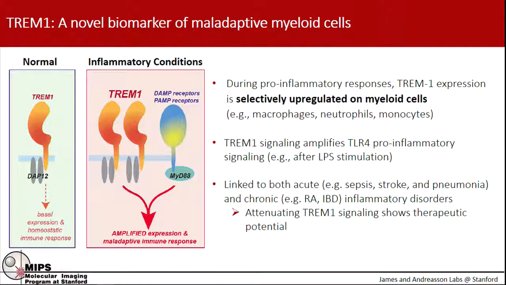So my lab, in collaboration with Katja Andreassen's lab, have identified this biomarker TREM1, which is the triggering receptor expressed on myeloid cells type 1.